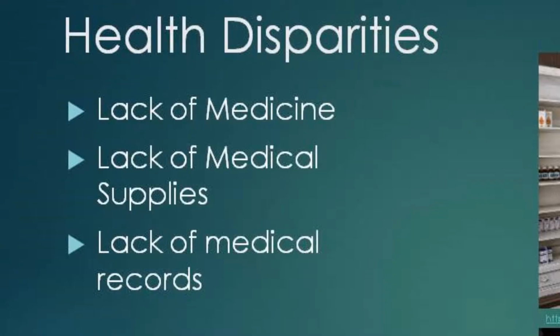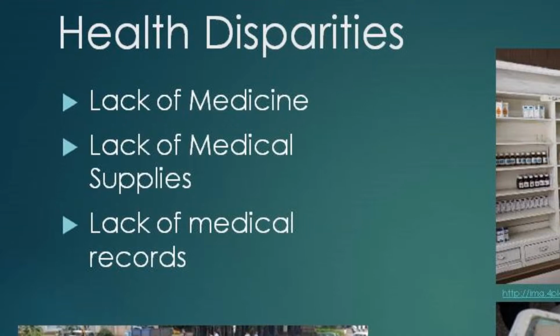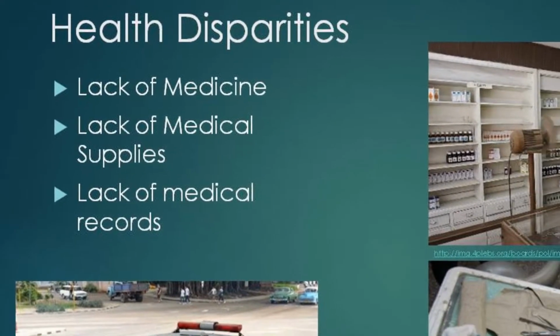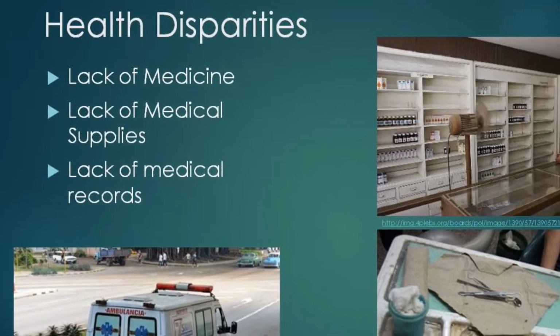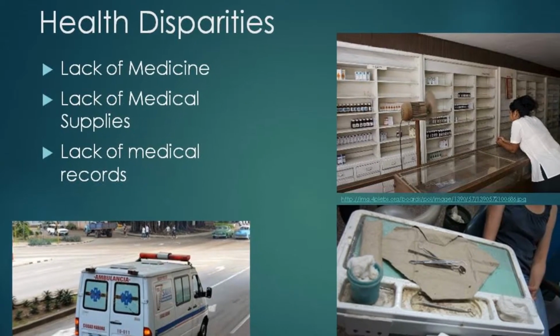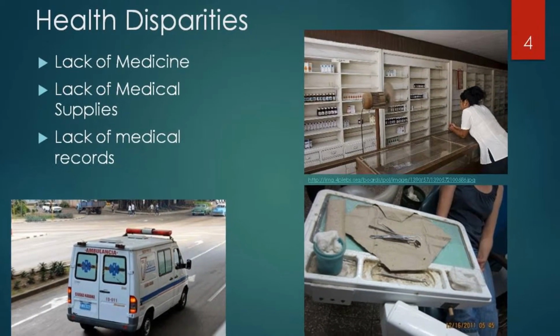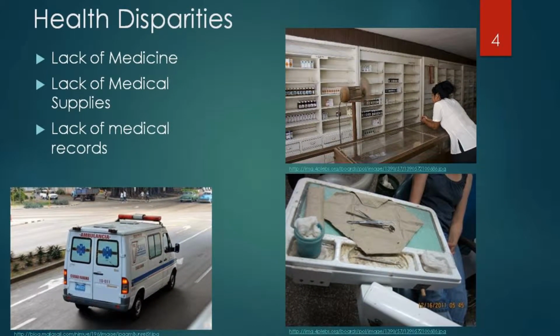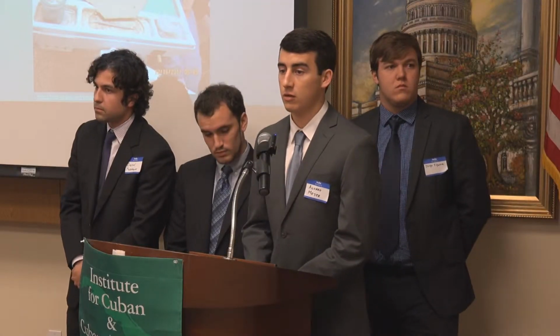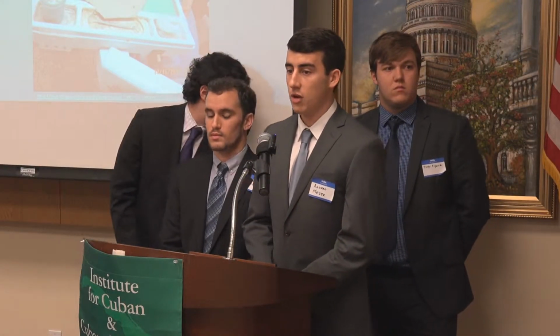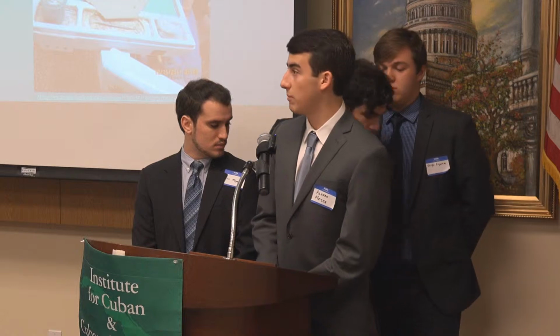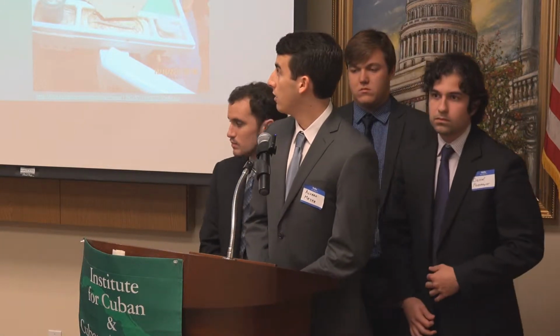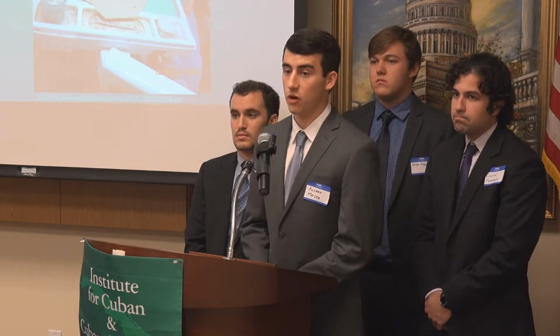Now, the three health disparities shown are largely due to miscommunications between parties in the healthcare system. Medicine is lacking due largely to supply as well as regional shortages. So, for example, a local pharmacy in one area might have an excess supply of a given medicine, while another pharmacy in another area may be lacking in that medicine, so it could be better distributed. The medical supplies also fall into the same boat.